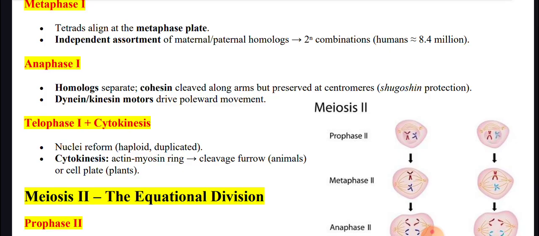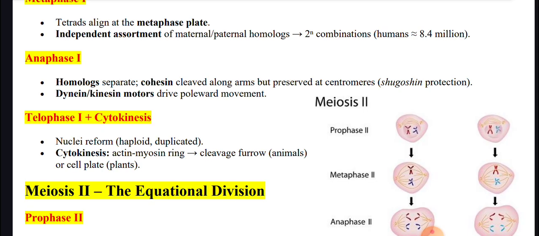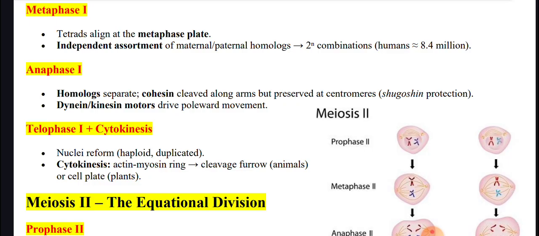Catastrophe. If that centromeric cohesin were cleaved in meiosis I, the sister chromatids would separate prematurely. They go to opposite poles along with the homologs. You'd end up with completely messed up chromosome numbers in the very first division. Massive non-disjunction. So what's the shield? What protects that specific cohesin at the centromere?